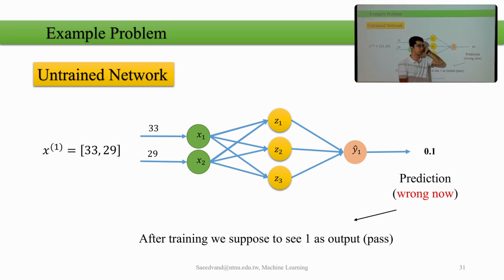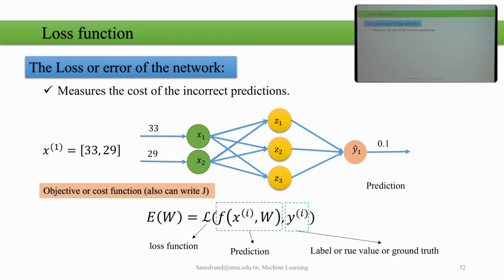The math that we did exactly. This is our prediction. The prediction most likely is wrong. Why? Because after training, we're supposed to see 1 over there. So the value should have been 1 as successful, for example, for that data. But here it is 0.1, something wrong because the weights are not trained so far.